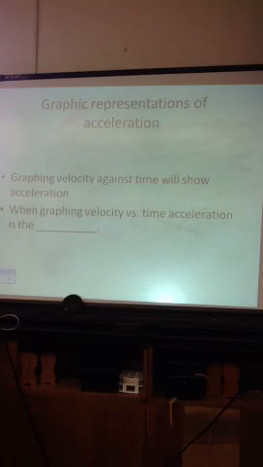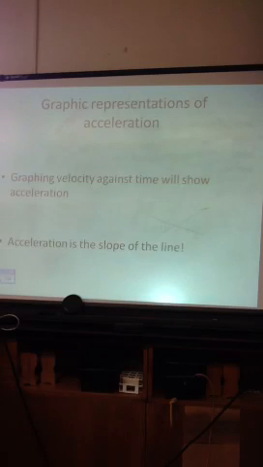Okay, so you all know the next part. What shows the acceleration in that graph? The slope of the line. Yeah, the slope of the line is going to show you acceleration. And it's the same thing. If you look at the formula for slope, that's exactly what you're doing when you graph velocity against time.